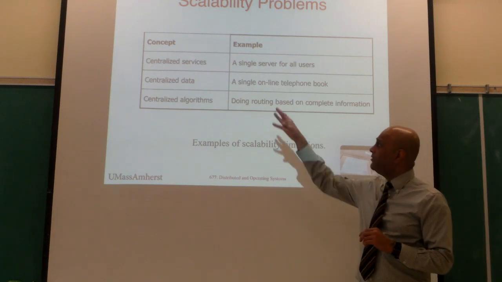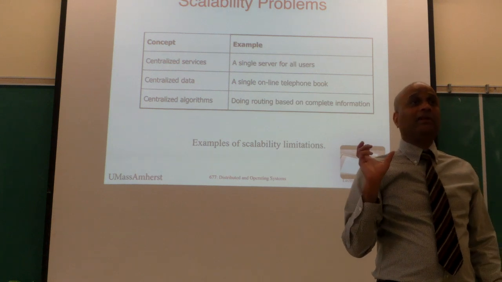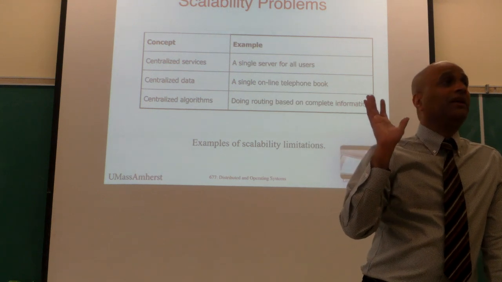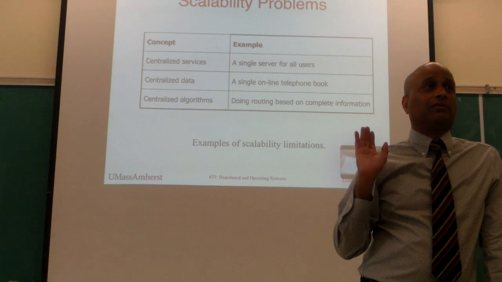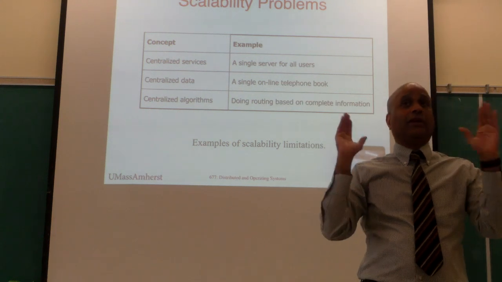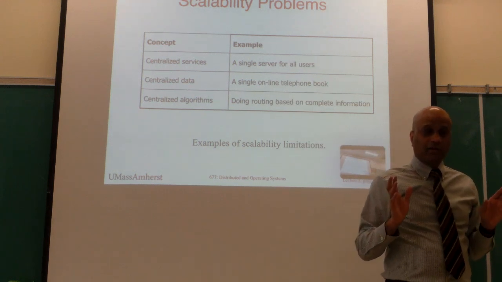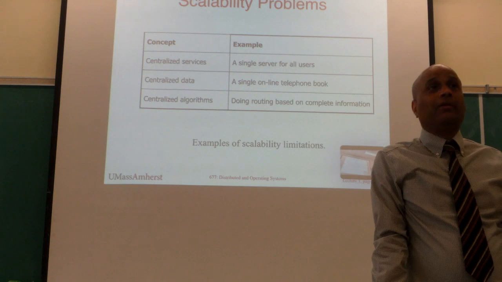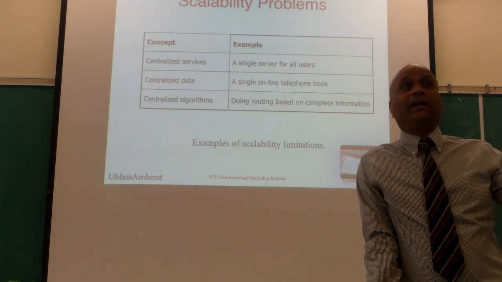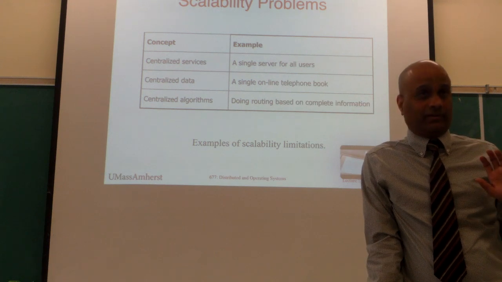So there are many ways to think about how a system is centralized. You can have a centralized service, which means there is a single server serving all users. You may have a web server or a game server that runs on one machine. That's a centralized service. You might have centralized data, which means that all the data used by the application resides on one machine or in one database.